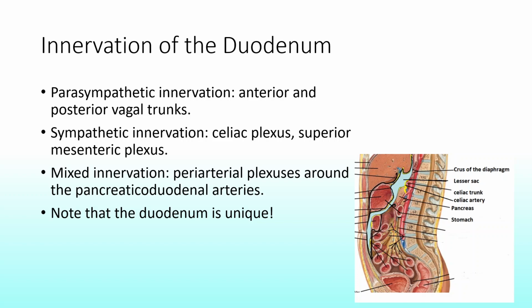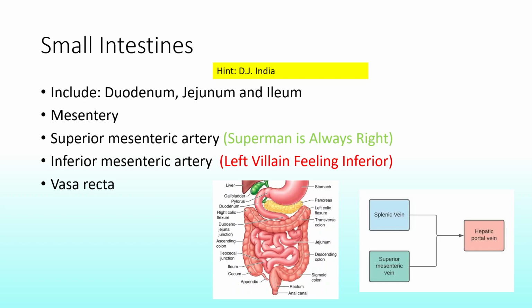pancreaticoduodenal arteries. So one of the key messages that is important to note here is that the duodenum is unique in the sense that it gets its blood supply from 2 of the major abdominal vessels and 2 of the plexuses. Now let's move on to the small and large intestines.